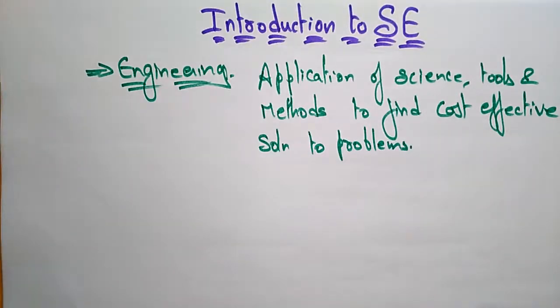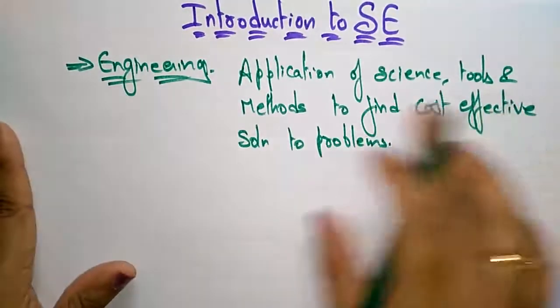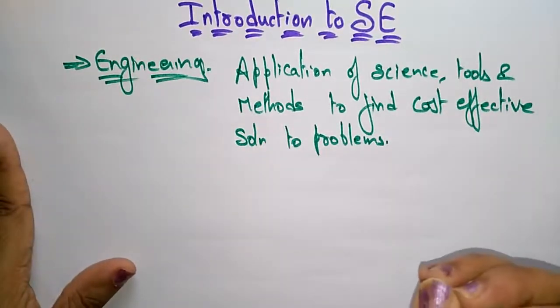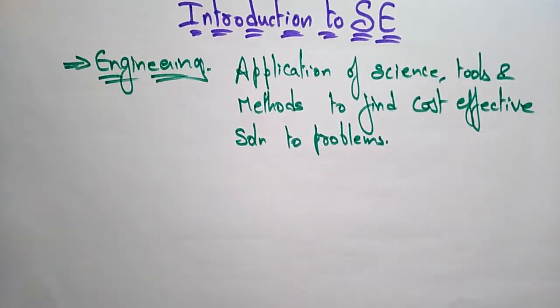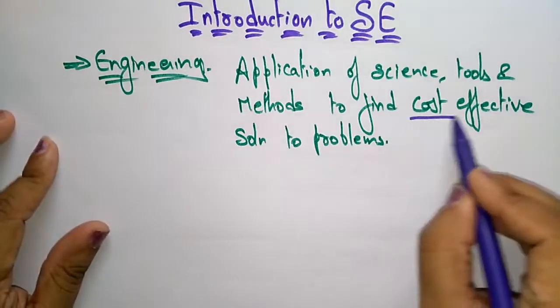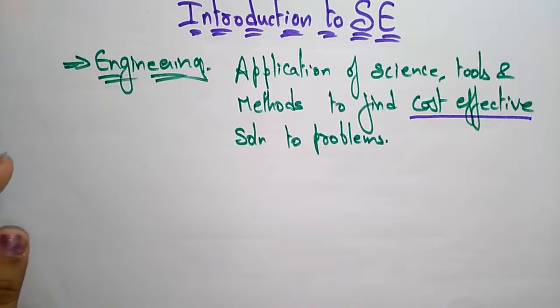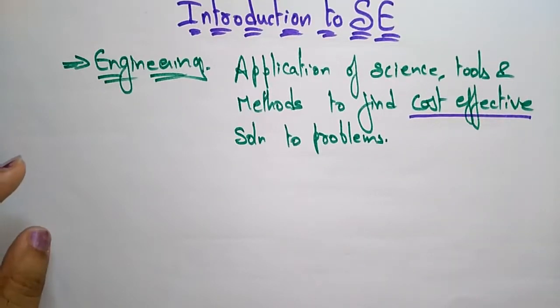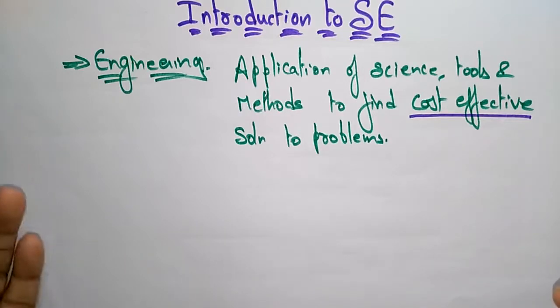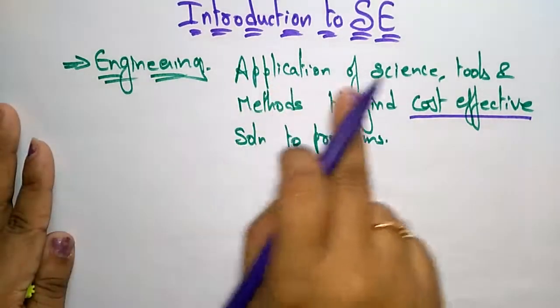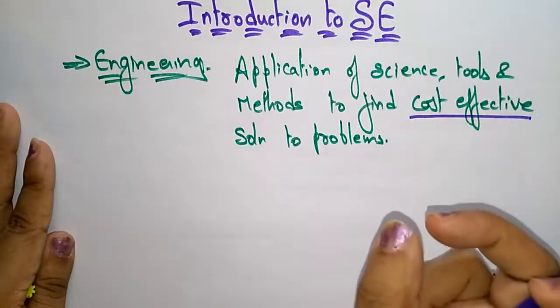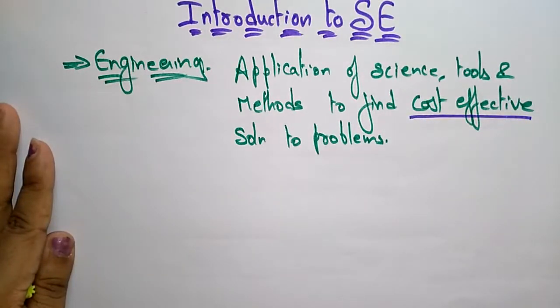So engineering means you are finding applications for all these sciences, tools and methods to find a cost-effective solution. Whatever the product and whatever the criteria you are using, the main thing is the output should be cost-effective. That we have to be careful about. Whatever problem we are solving, the solution should be cost-effective. So engineering means application of science, tools and methods to find cost-effective solutions to problems.